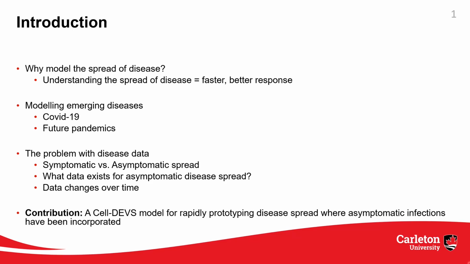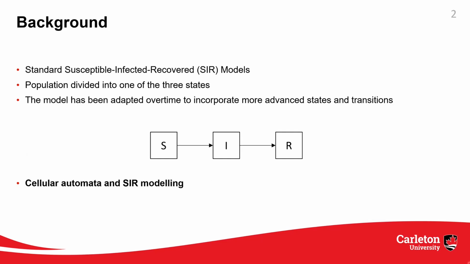Now, one of the few ways that researchers have been able to predict and see how many asymptomatic cases are in a population is to test the entire population. The problem here is data changes over time. We have different variants of COVID-19, potentially with higher asymptomatic rates. Researchers have studied and found that asymptomatic rates in a population can range from anywhere from 5% to 80%. So we need a way of modeling all these different possibilities. And that's our contribution here: a cell DEVS model for rapidly prototyping disease spread where asymptomatic infections have been incorporated.